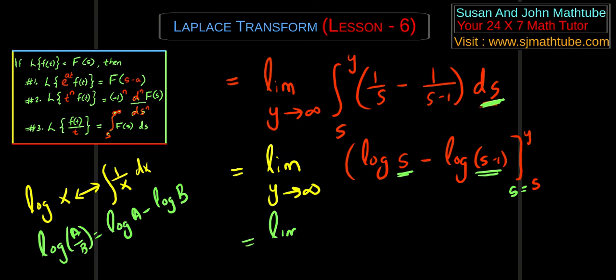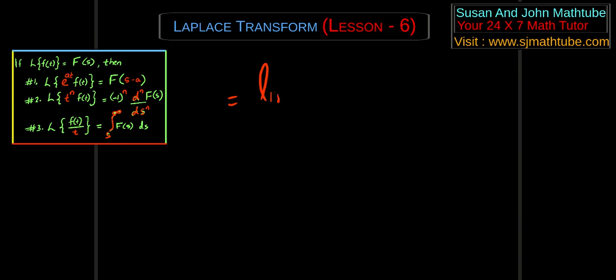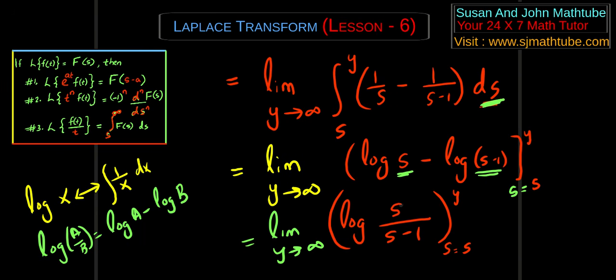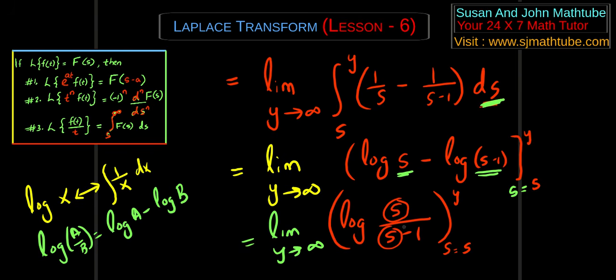So we get limit y tends to infinity, log of s by s minus 1, within the limits s equal to s to y. Now time to plug in the limits. So we get limit y tends to infinity. Now I want you to plug in the upper limit for s, so it becomes log y by y minus 1. Now you can plug in the lower limit for s, and if you plug in s instead of s, basically nothing happens.